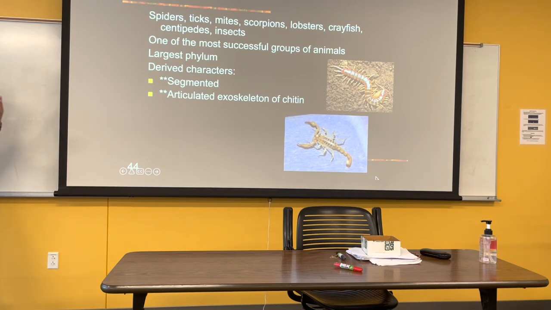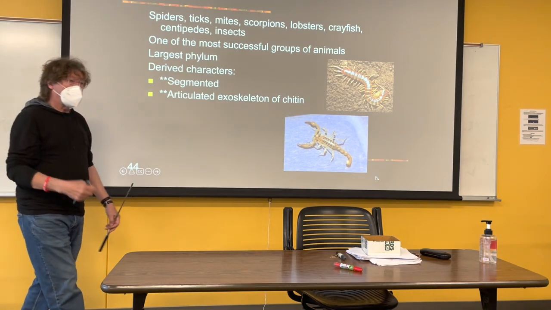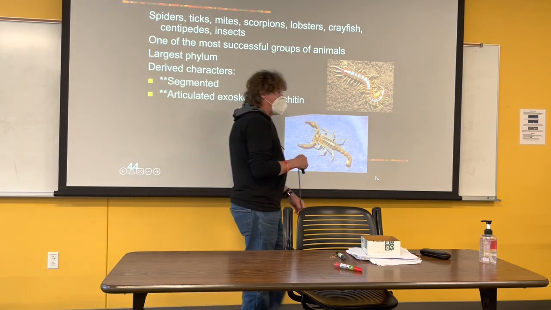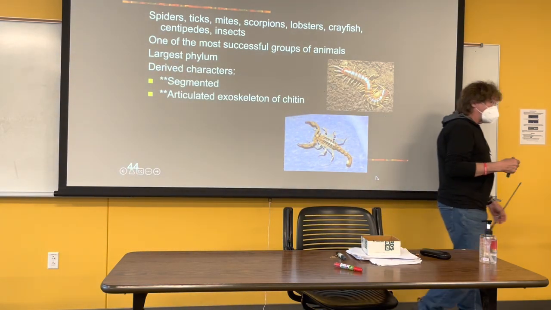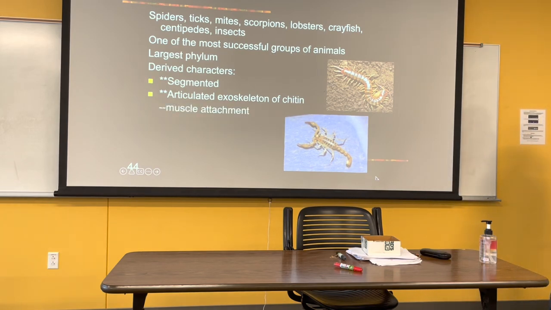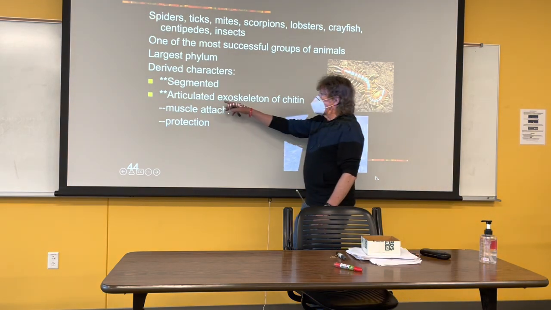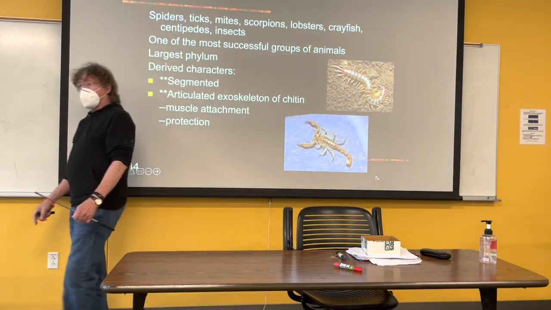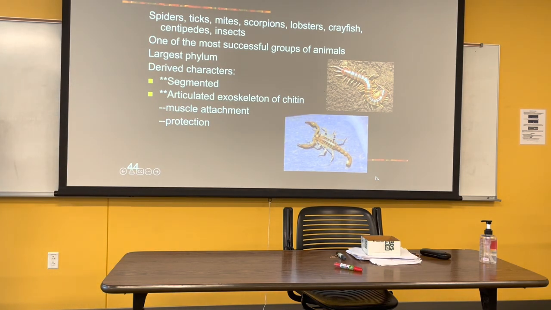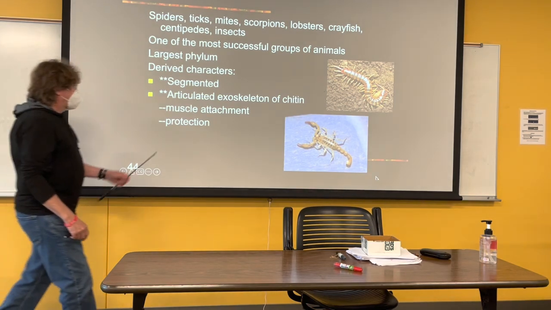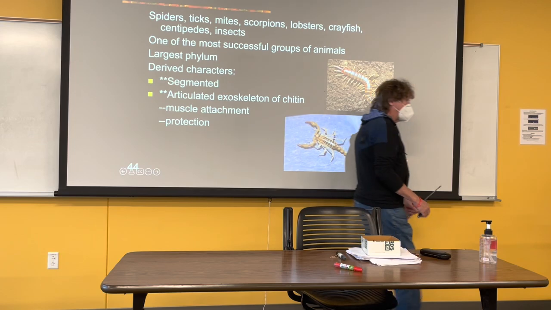However, it's not only on the outside, it also has processes that go from the outside inward. If you open up a cockroach, you'll still see these spines and ridges on the inside of the body that originate from the exoskeleton, and those are also for muscle attachment. And when I say articulated, that means that there's joints, okay? So there are areas of flexibility in that exoskeleton, and you can also see that on their legs. Their legs are jointed. This exoskeleton is protective.